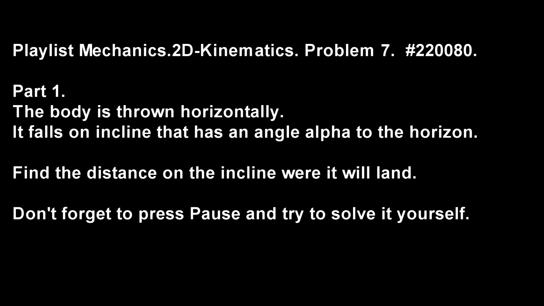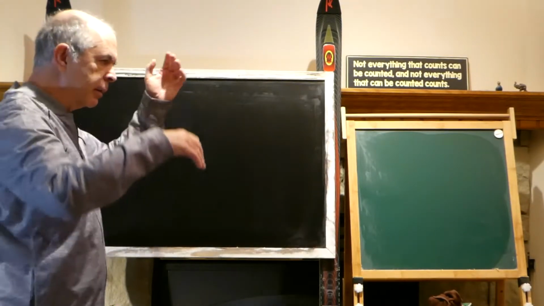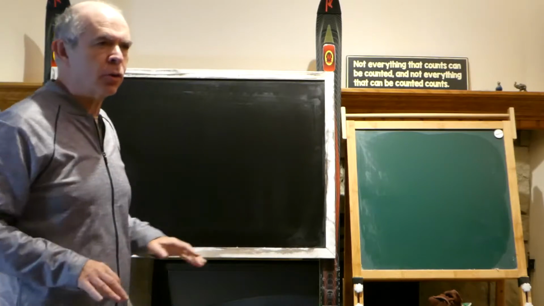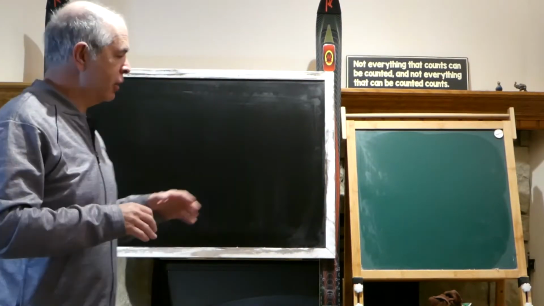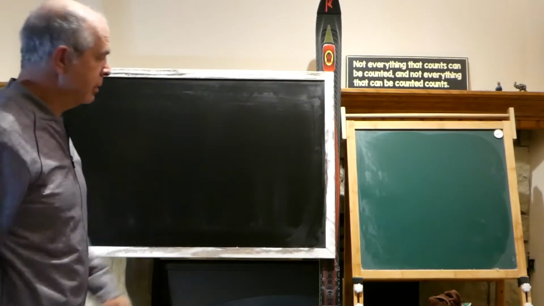So here is a problem. As always, read it, maybe once, maybe twice, and then pause the video and try to solve it yourself. Today's problem is again about flying close to the surface of the ground, where we have constant acceleration g, and we're throwing different objects.